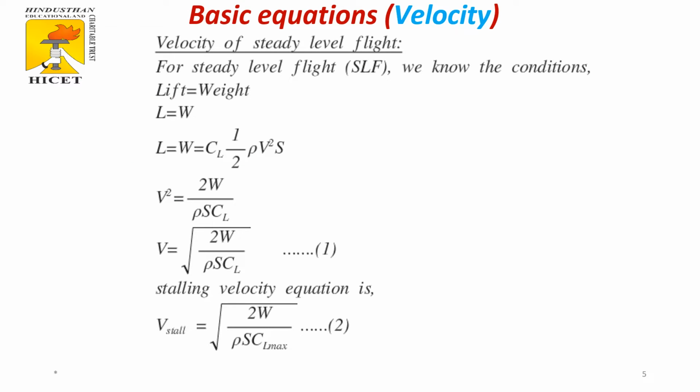So this is your velocity equation, the velocity of the steady level flight. For a steady level flight, we know the condition: lift is equal to weight, that is L is equal to W. This is your normal lift equation, L equals CL half rho V squared S. If you rearrange, you will get V squared is equal to 2W by rho S CL, so V equals root of 2W by rho S CL. The stalling velocity is when your CL reaches its maximum. That is what is mentioned here. This equation is your equation number 1, the velocity for a steady level flight.